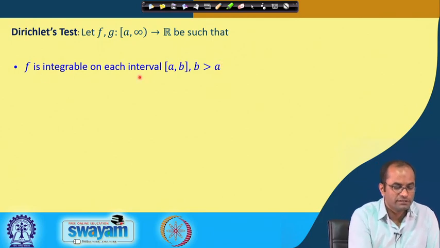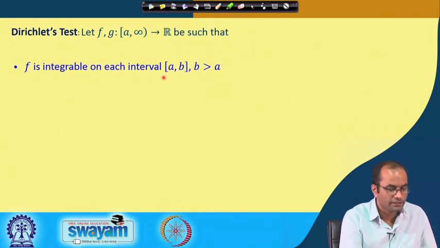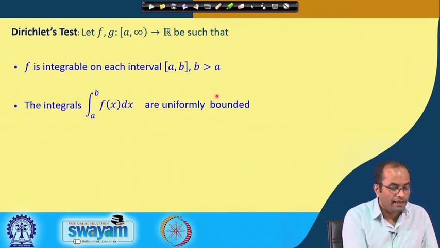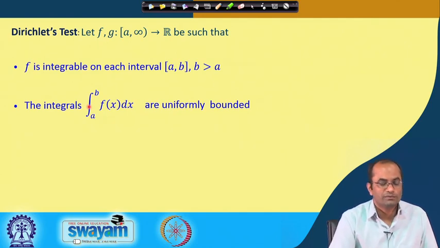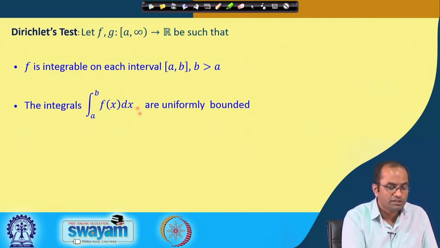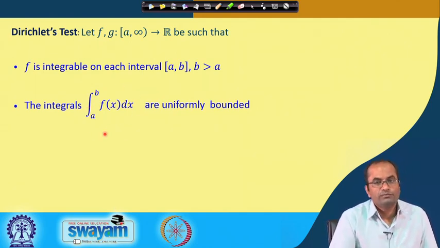So, this f is integrable on each interval a to b, and the other one, the integral a to b f(x), this is the second condition. These integrals are uniformly bounded. So, integrals means that this b can take any value. So, we are not restricting b. So, these integrals here are uniformly bounded.